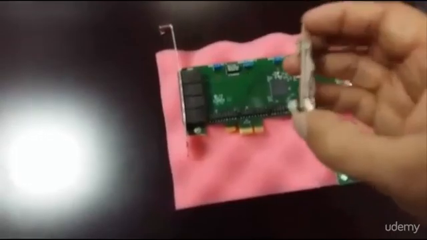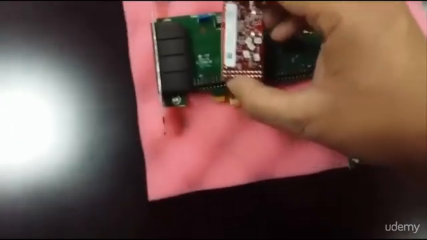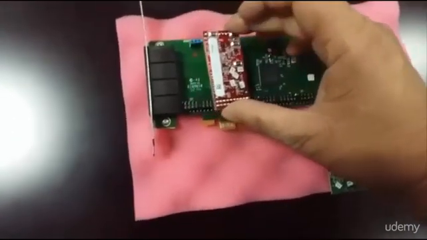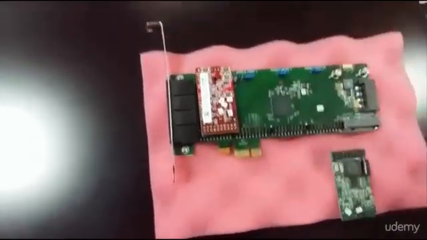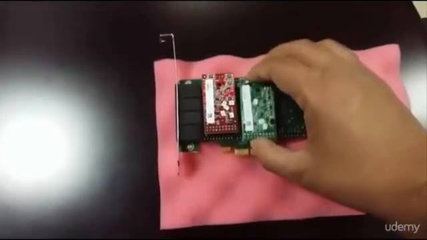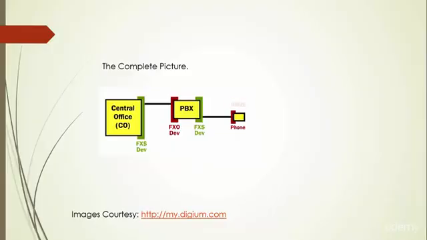And here I'll show you how you can install it. As you can see, you just need to push on the pins and it will be installed. Make sure it's tightly installed. And this is the complete picture. As you can see, this is the central office, the local phone company, and this is my Elastix PBX.